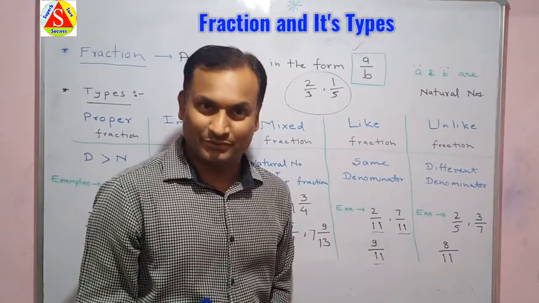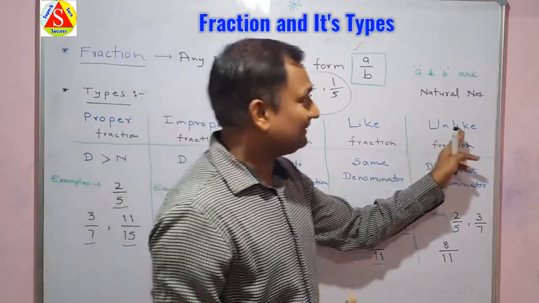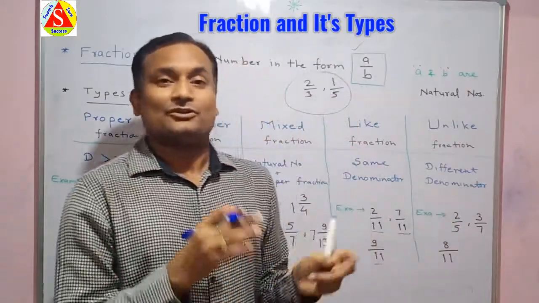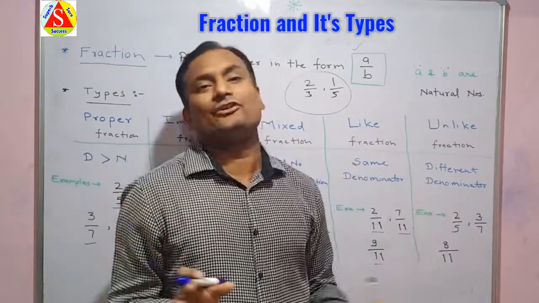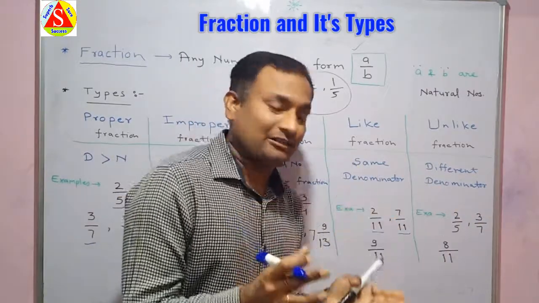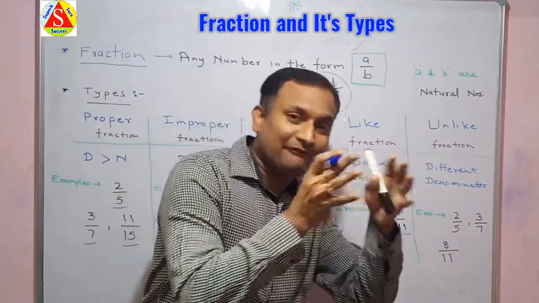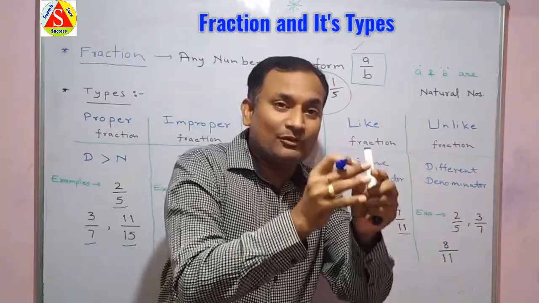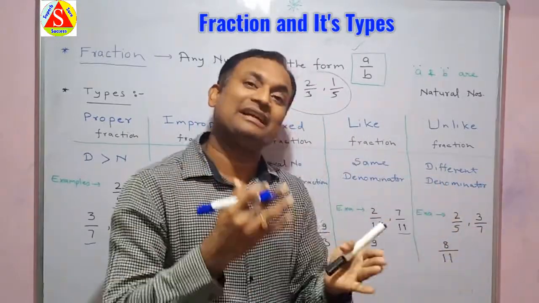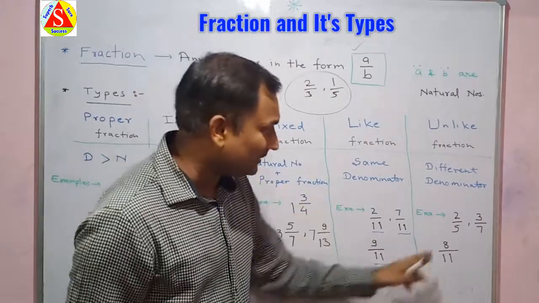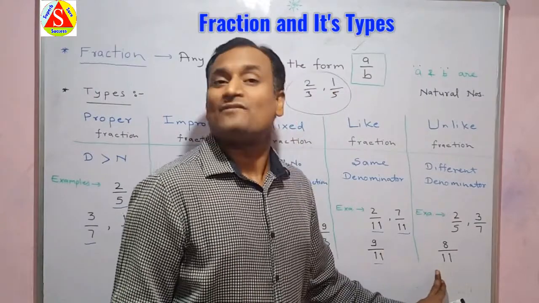Now dear students, similar to the like fraction, let's see the unlike fraction. The fractions in which we have different denominators are called unlike fractions. So dear students, fractions in which the denominators are different are called unlike fractions. For example, 2 by 5, 3 by 7 and 8 upon 11.